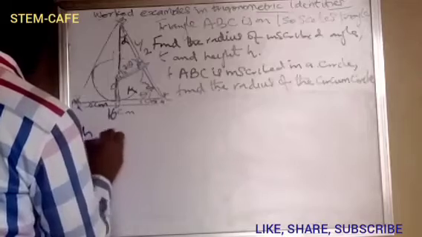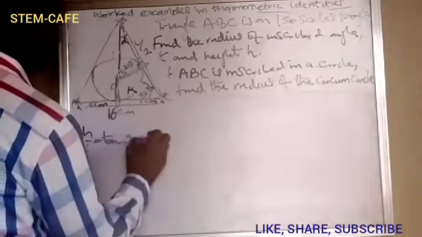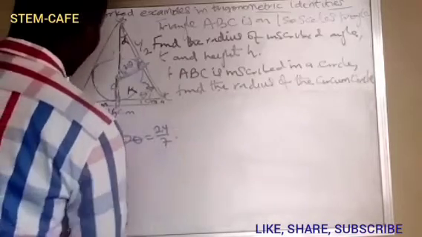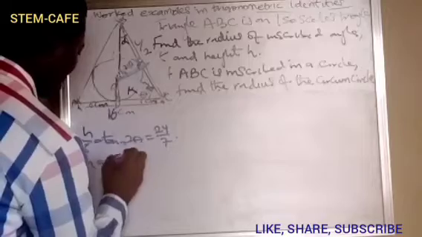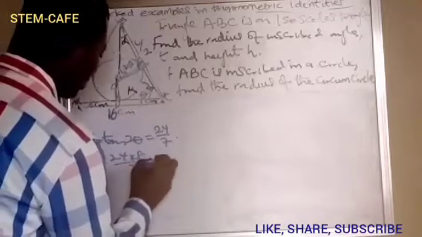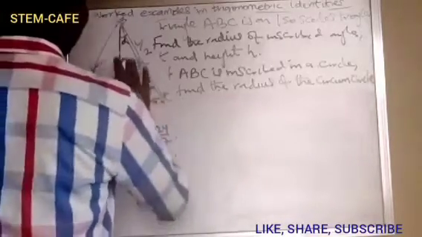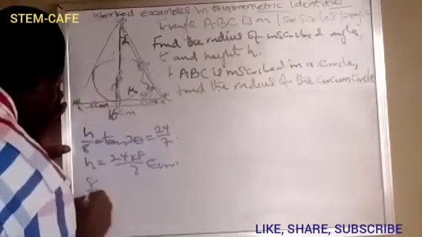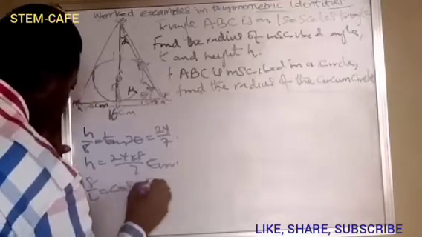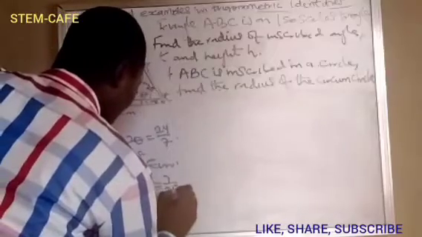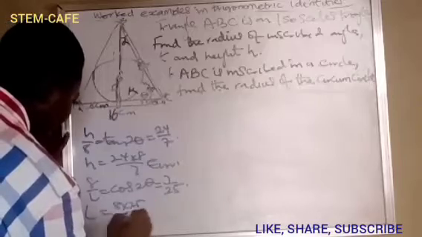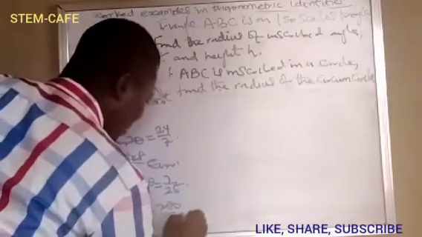H over 8 is equal to tan 2 theta, which is 24 over 7. H is 24 times 8 over 7 centimeter. To find L, I have H over L is cos 2 theta, which is equal to 7 over 25. So L is 8 times 25 over 7, 200 over 7 cm.